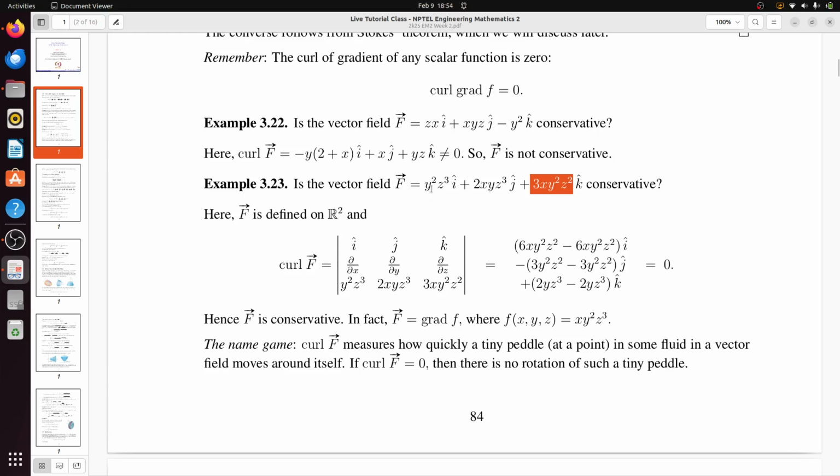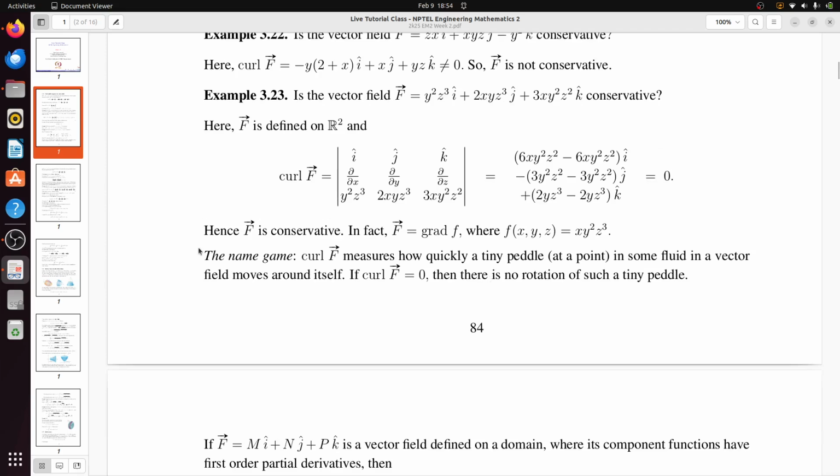So here you observe, if you integrate with respect to x partially, you will get xy²z³. Here xy²z³, if you integrate with respect to y, and then the last part you need to integrate with respect to z. So finally we will get xy²z³. Hence F is conservative. In fact, F equals grad f, where f is xy²z³.